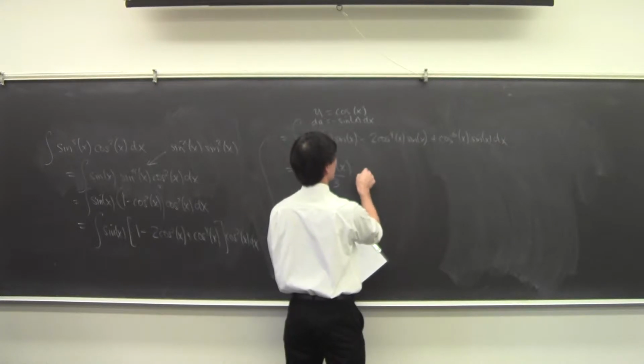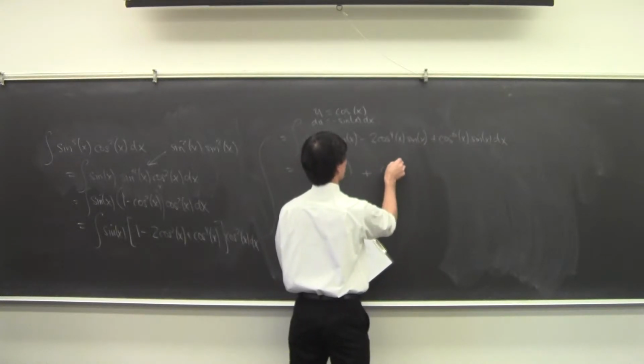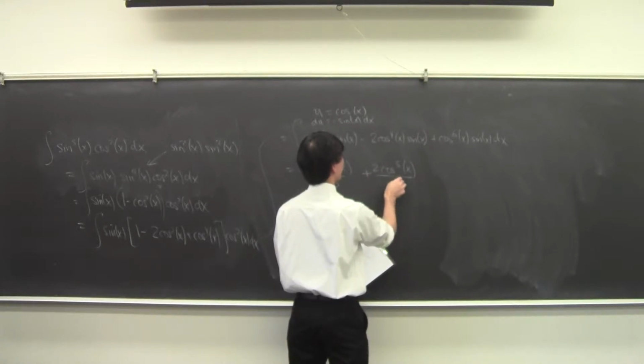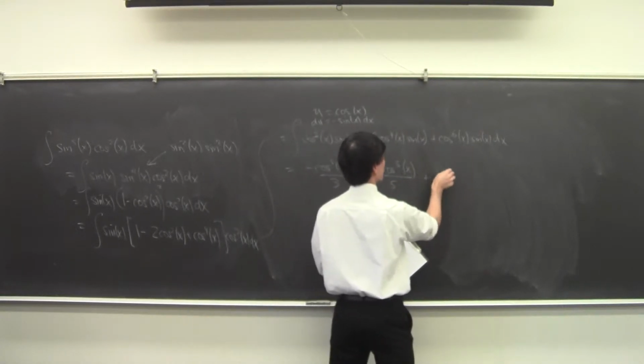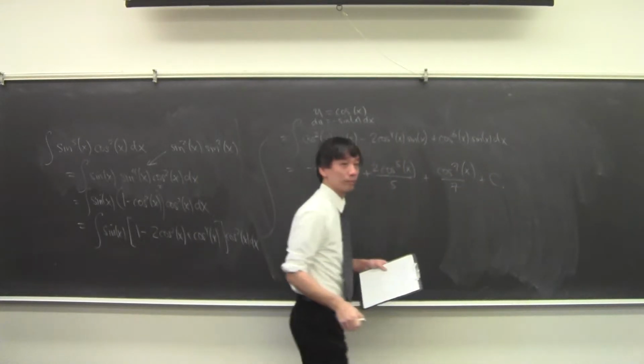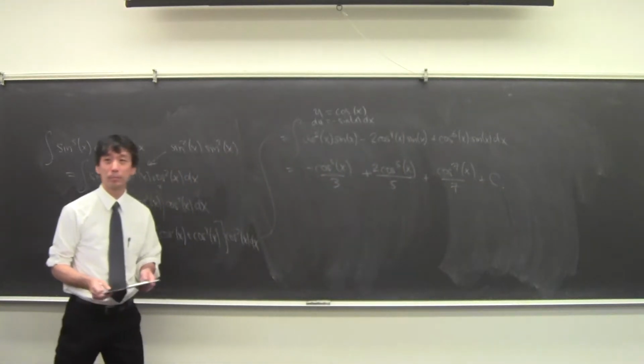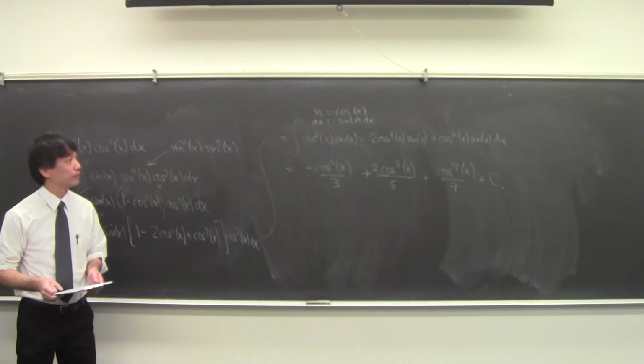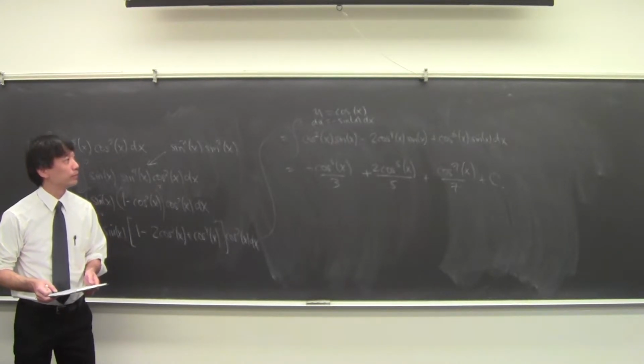And then you do the rest in a similar manner, right? So you get plus 2 cosine to the 5th over 5, right? Plus cosine to the 7th over 7.